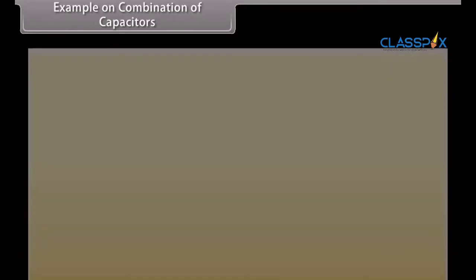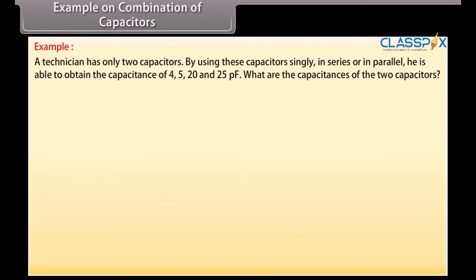Example on combination of capacitors. A technician has only two capacitors. By using these capacitors singly, in series or in parallel, he is able to obtain the capacitances of 4, 5, 20 and 25 picofarad. What are the capacitances of the two capacitors?